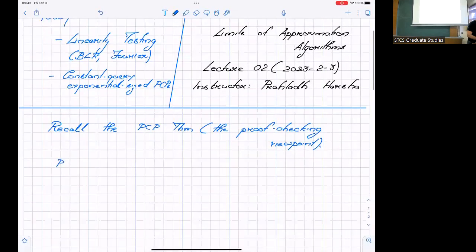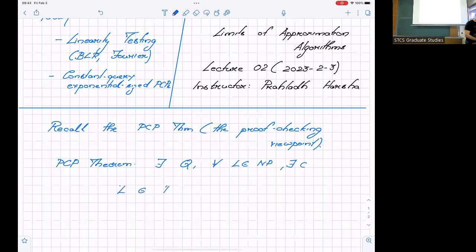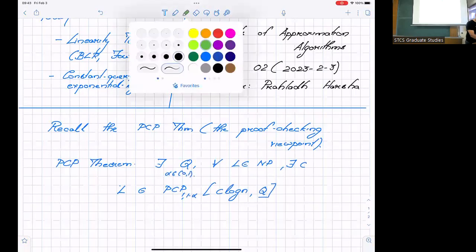So what was the statement? The statement was something like this. That is, there exists a universal constant Q such that for all languages L in NP, there exists a constant C so that L is in PCP with completeness 1, soundness 1 minus alpha, C log n randomness, and Q queries. That was the statement we had.